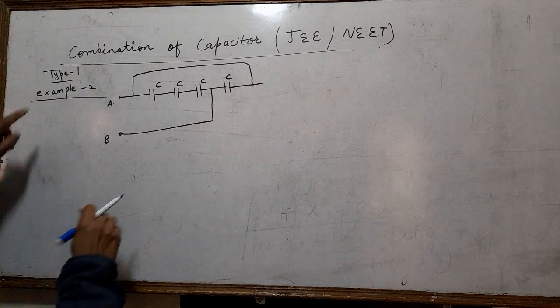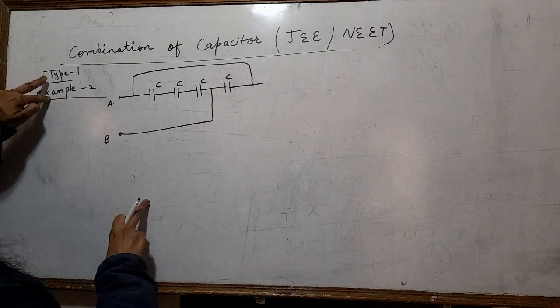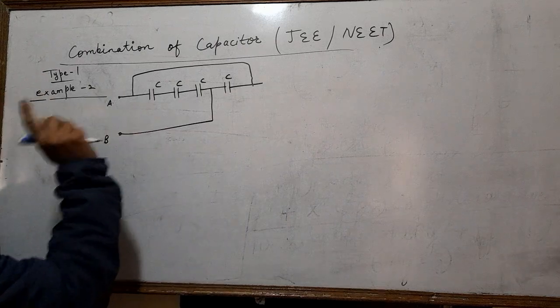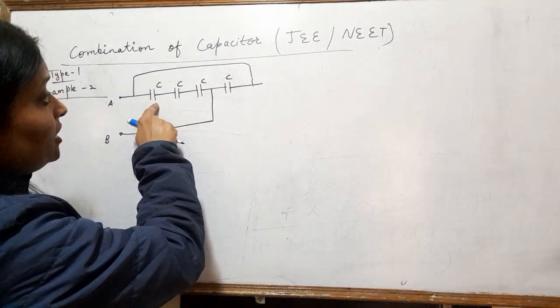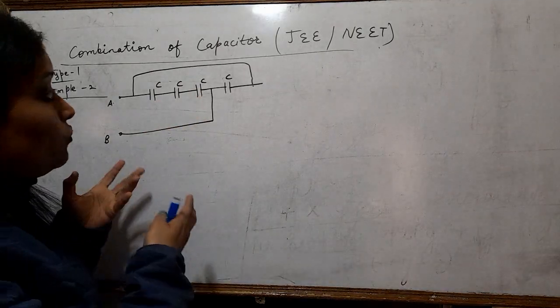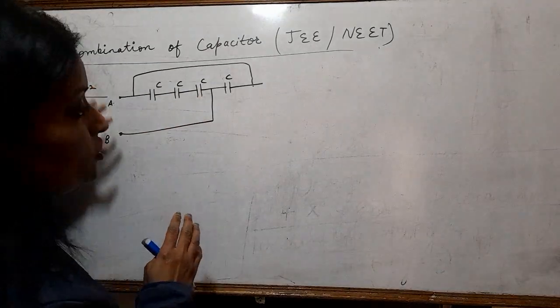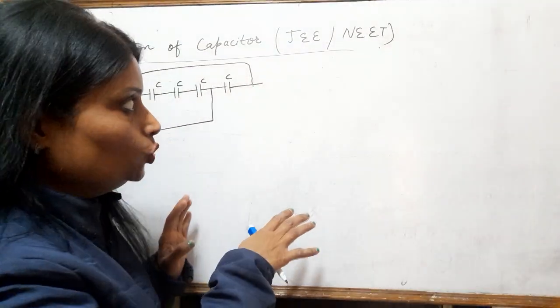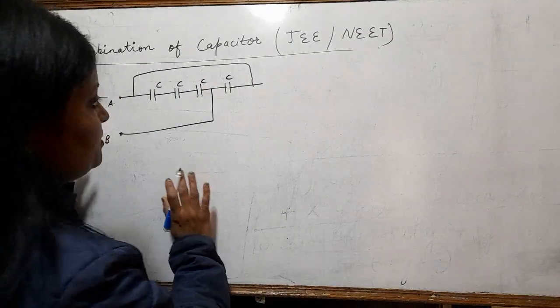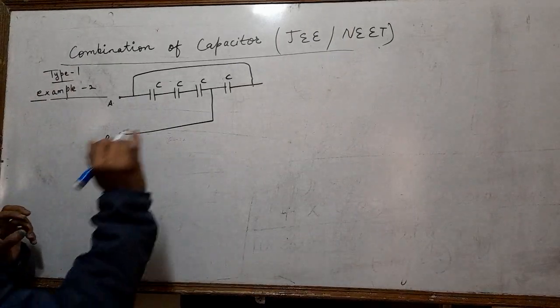So here I will take another example of type number 2. In this circuit diagram, there are 4 capacitors. Are they in series or parallel? How will you check? Basically, you will check by considering step number 1 and step number 2, as I have said previously. So what is step number 1?